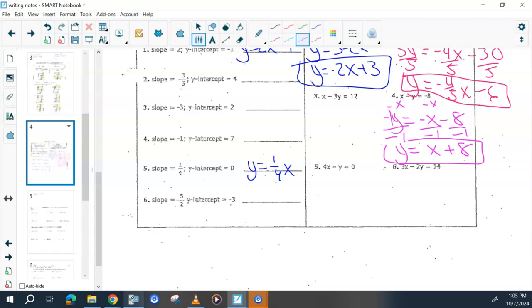Okay, I want you to try number 6. Try number 6, and then we will go to number 6 on the board. Work and answer on the board.